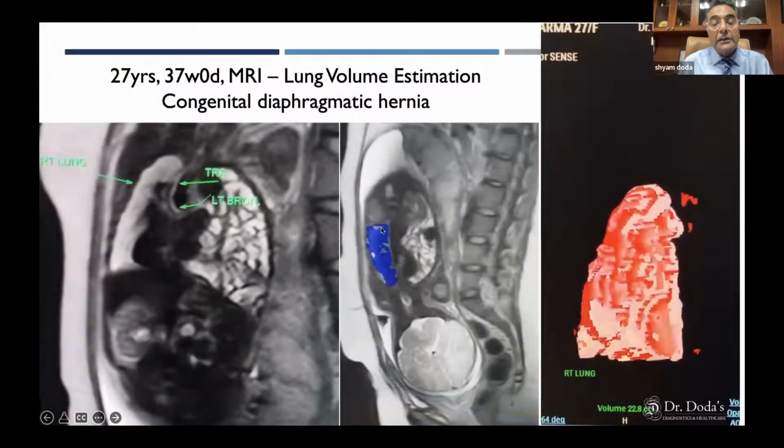And in these cases, in the same case, for example, you can take the lung volume using certain parameters in the MR machine, and thereby you can calculate the lung volume. For example, here it was 22.8 cc, and you can compare with the normal charts as you do with the BPD, etc.